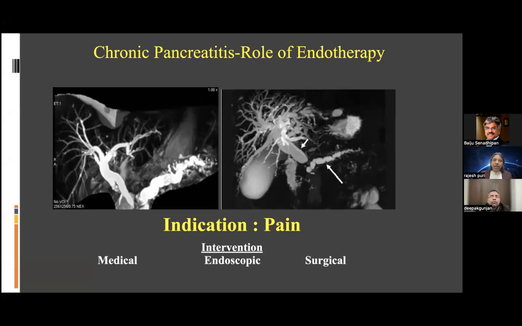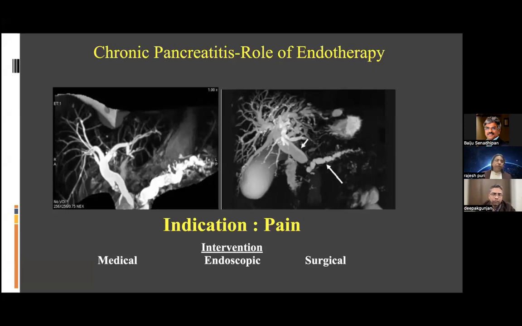And how can you manage these patients? You can manage with medical treatment, which I'm not going to talk about, but I will be happy to answer if there is any question. You do an endoscopic treatment or you do a surgical treatment, and this is a big debate: which group of patients should be directly subjected to surgery, or which patients should be taken up for endoscopy. I think there is a reasonably well demarcation. If you use your knowledge judiciously, then you can plan.